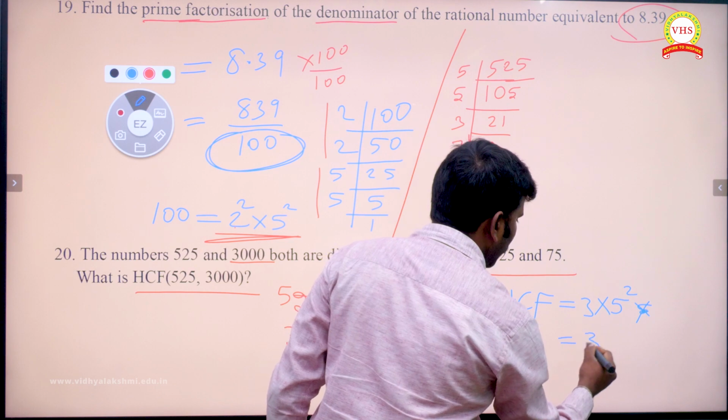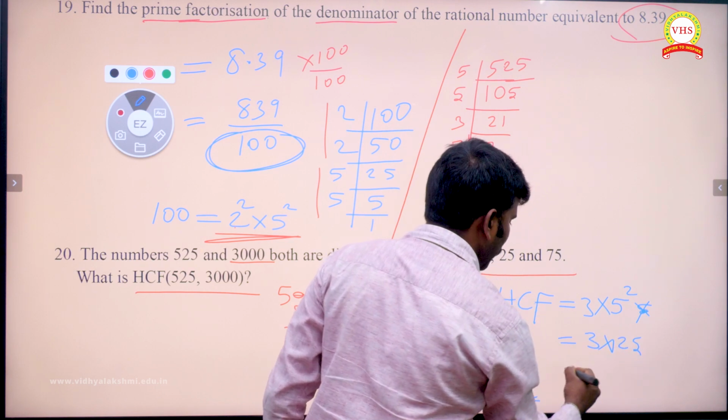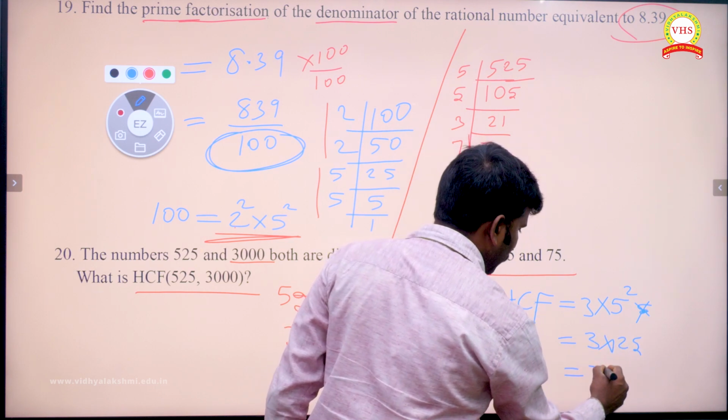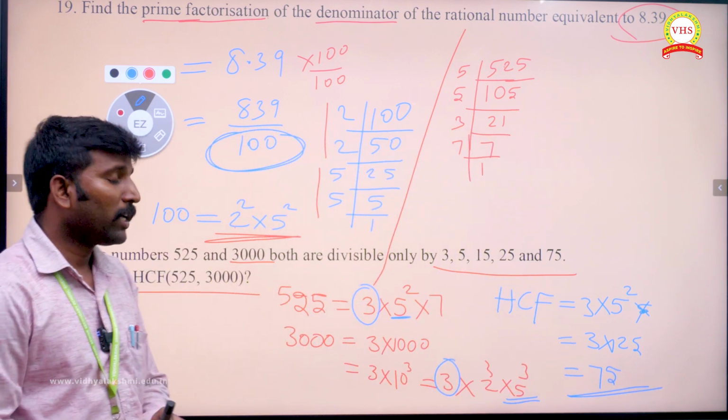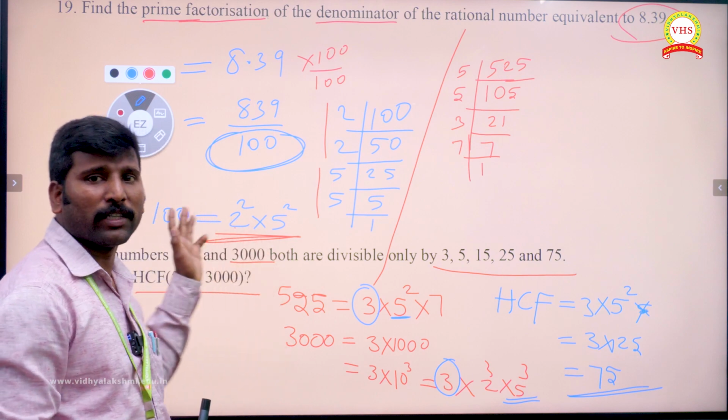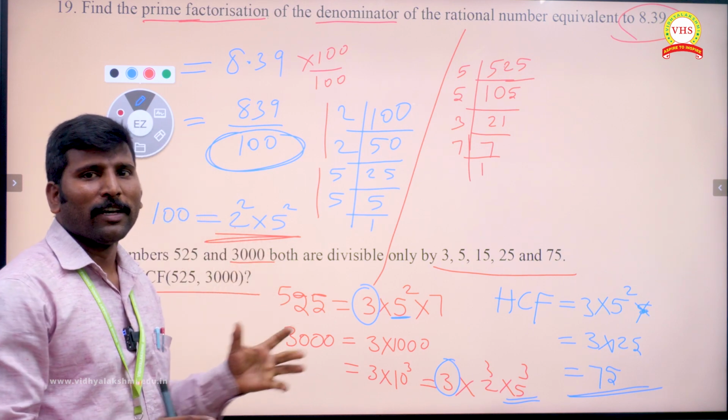Now 3 into 5 square, that is 25. 25 into 3 is 75. So 75 is the HCF. 75 is the HCF for the given question. Do you understand, children? That's it.